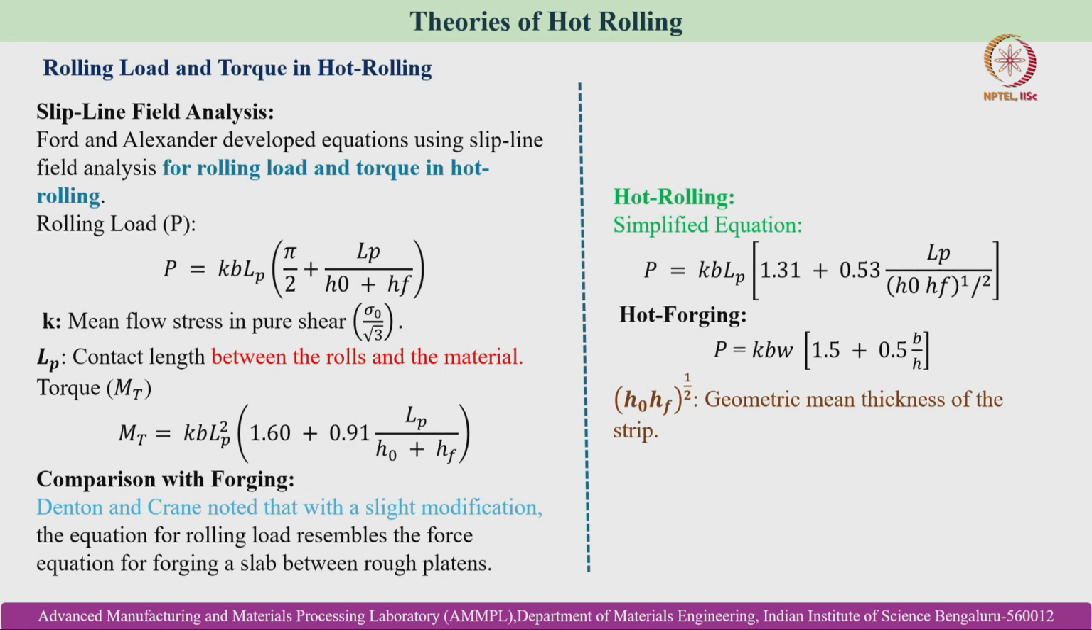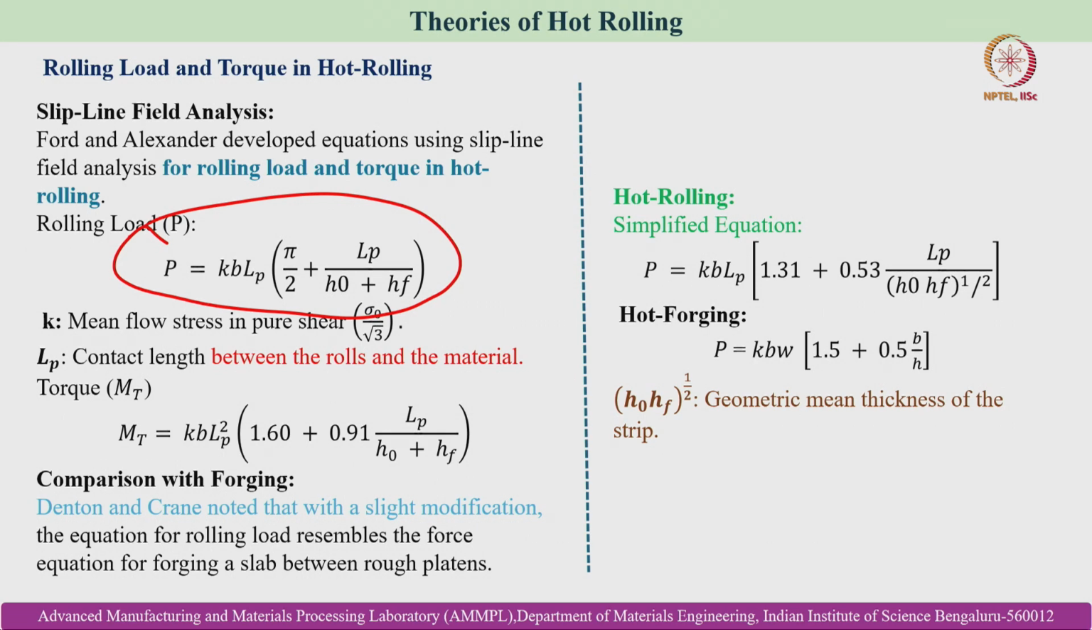Ford and Alexander developed equations using slip line field analysis for rolling load and torque estimation in hot rolling. The rolling load can be expressed as P equals K B L_P into (pi by 2 plus L_P by (H_0 plus H_f)). K here is the mean flow stress in pure shear, that is sigma_0 by root 3.